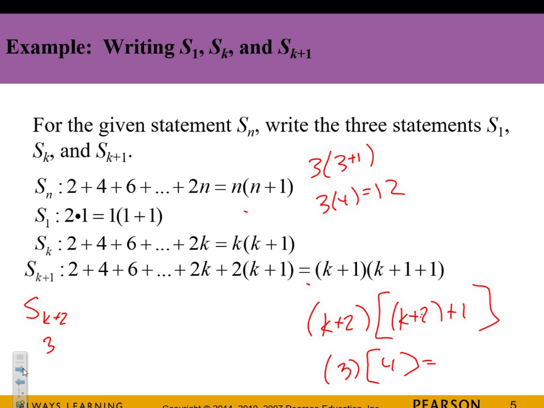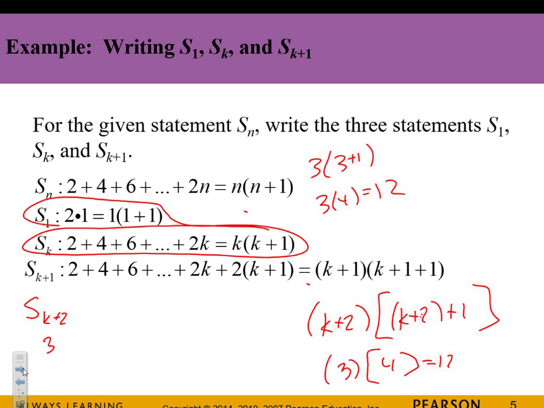How do you know that k was 1? We verified it here, my dear. We verified it here. You start with the first one, don't you?